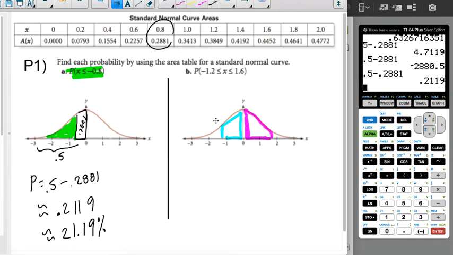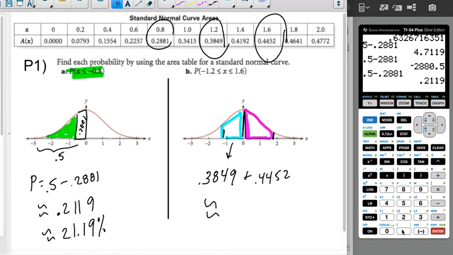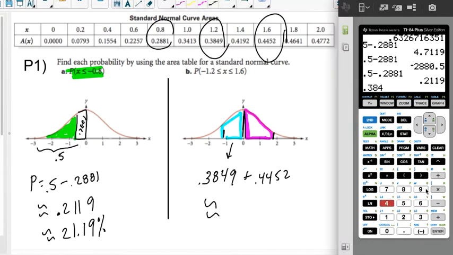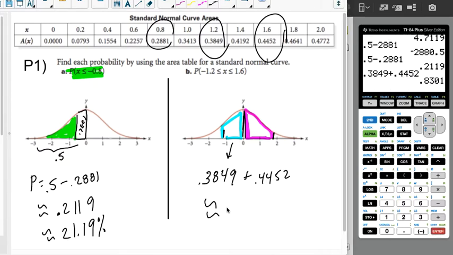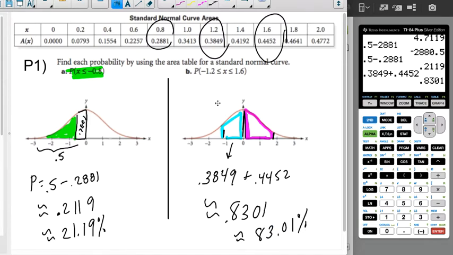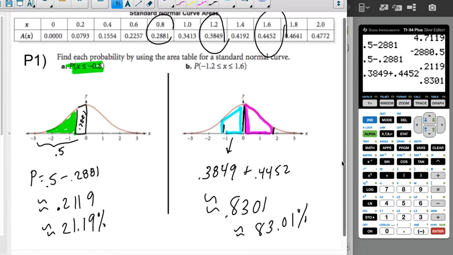If I do this one, the blue area is going to be from 0 to 1.2. Well, that's this, right? So the blue area is going to be 0.3849, plus the purple area is from 0 to 1.6. Well, that's going to be 0.4452. So 0.3849 plus 0.4452 should give me approximately 83.01%. And you'll see that that's most of the area under the curve, a significant amount. Now you could check this in your calculator.